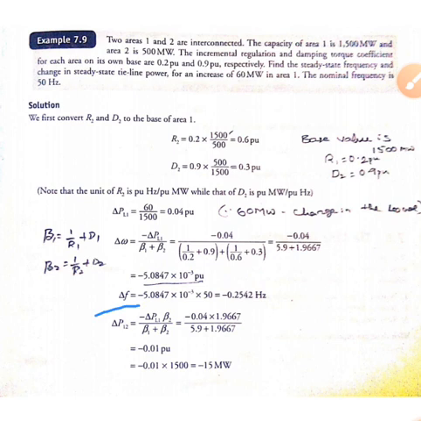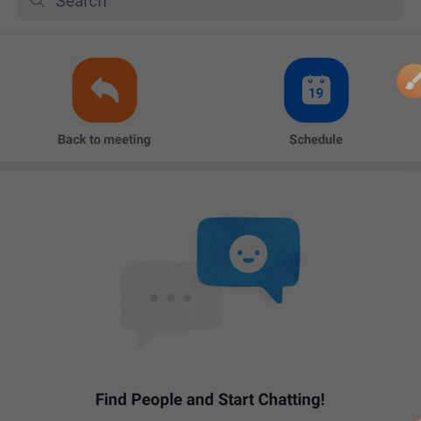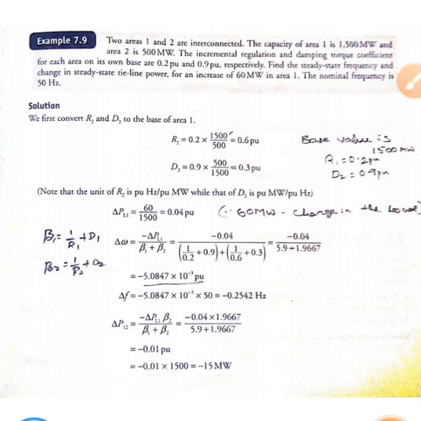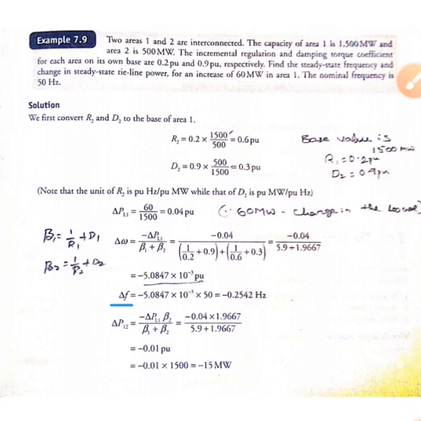We have calculated delta omega as minus 5.0847 into 10 raised to minus 3 pu. That can be calculated in its actual unit, which is hertz. After multiplying the nominal frequency with that delta omega, we get minus 0.2542 hertz, which is the deviation in the frequency, right?